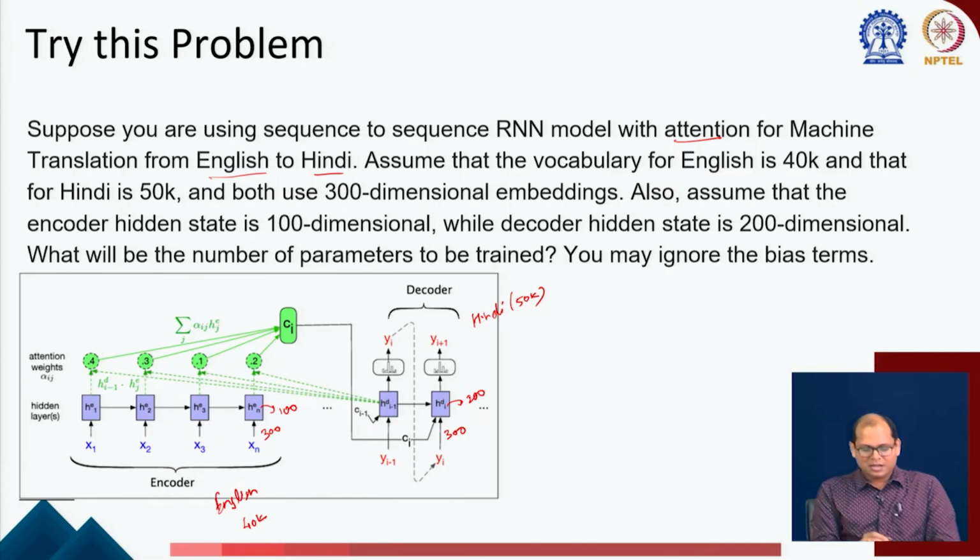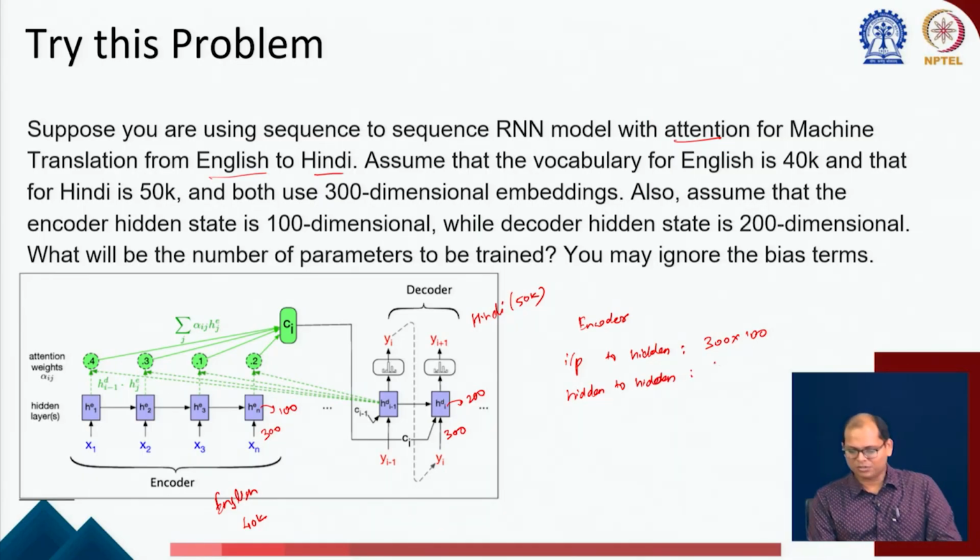In the encoder, I only have the connection from input to hidden. So encoder parameters: input to hidden will depend on the embedding dimension for the input, that is 300, times the hidden vector, that is 100. Plus you have a hidden to hidden recurrent connection, which depends on the hidden vector dimension, so 100 cross 100. There is nothing else you have on the encoder side.